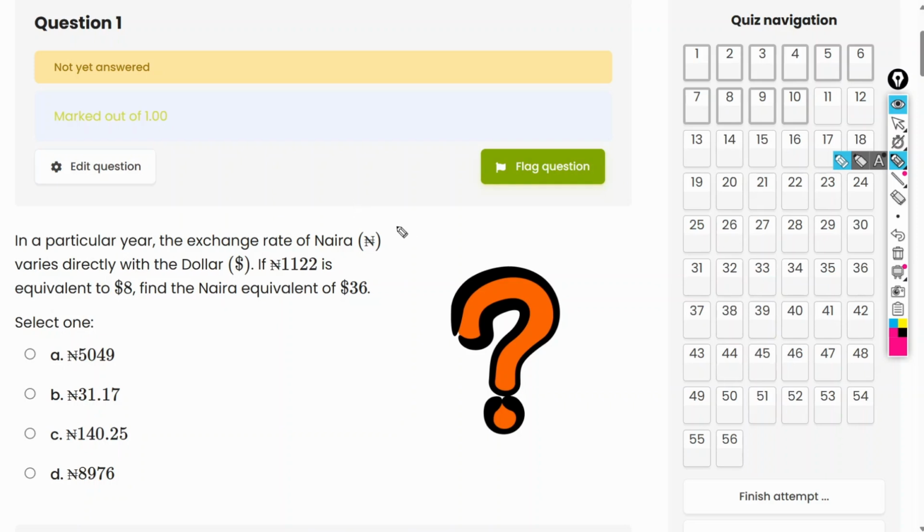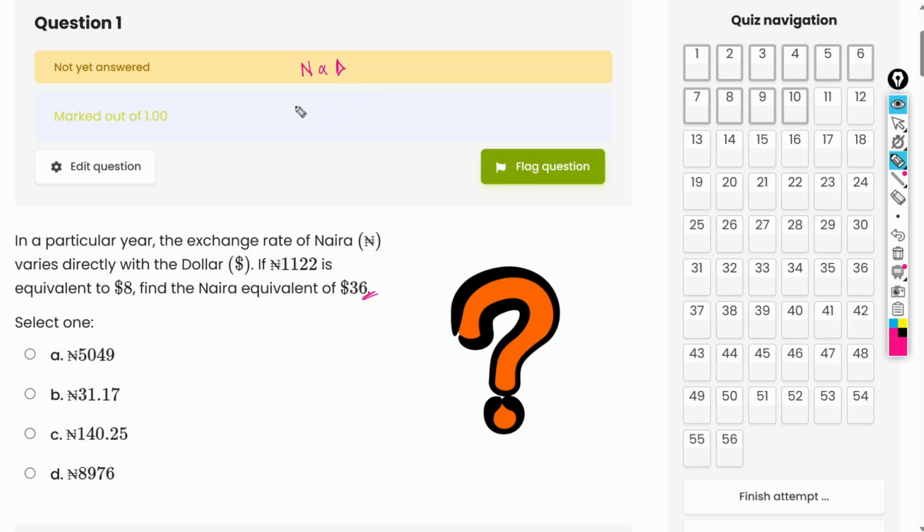Number one. In a particular year, the exchange rate for the naira varies directly with the dollar. If 1,122 naira is equivalent to $8, find the naira equivalent of $36. So we have to find the naira equivalent of $36. The first line states that naira N varies directly with the dollar D.